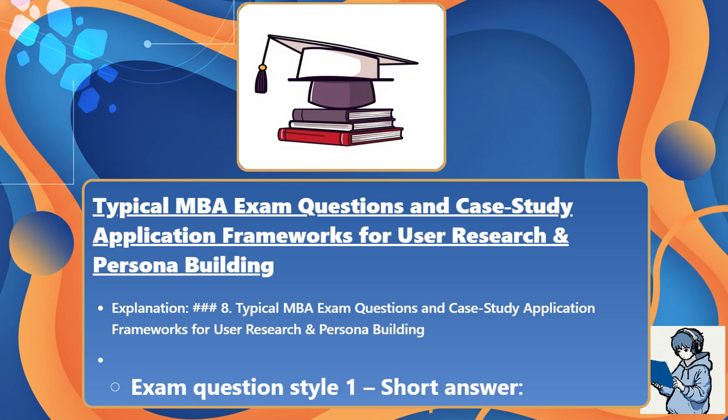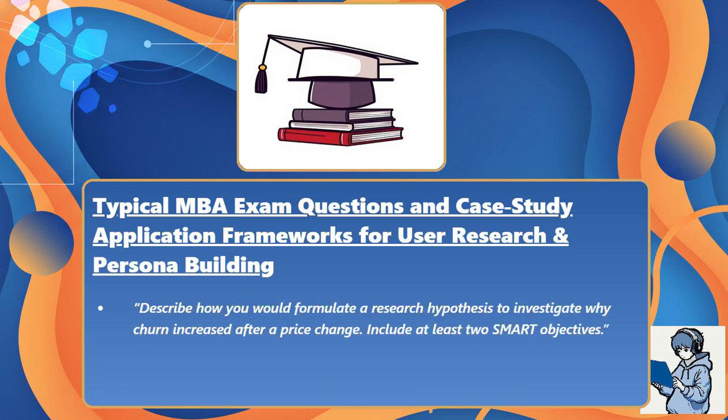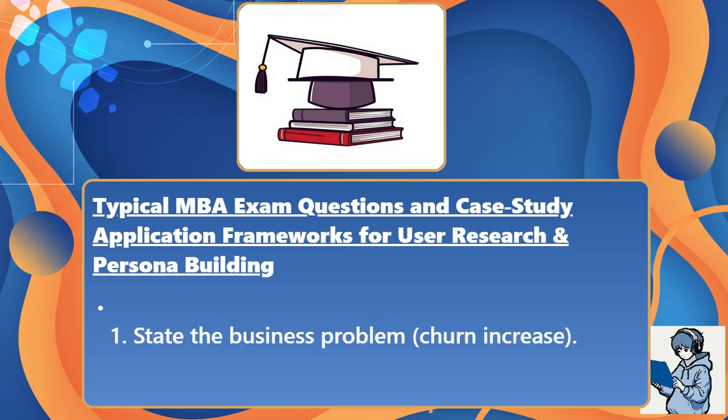Exam question style 1, short answer: "Describe how you would formulate a research hypothesis to investigate why churn increased after a price change. Include at least 2 SMART objectives." Answer framework: Number 1, state the business problem (churn increase).